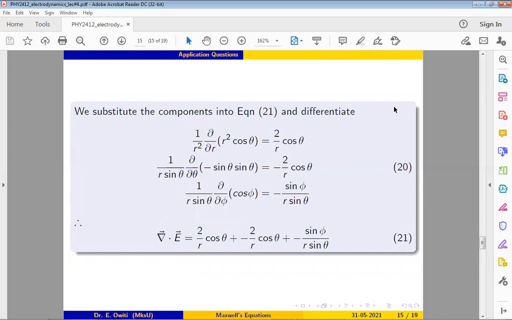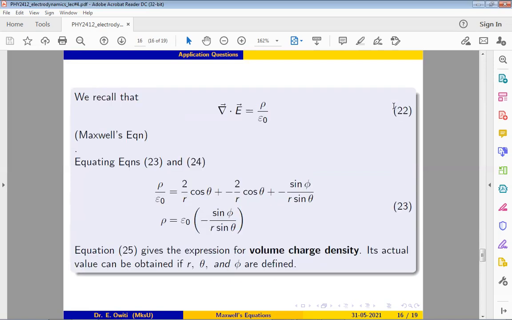They are both divergences of E, and then you now equate them so that you get what you can see there. The first two terms will cancel out and you remain with only the last term. So when you do that calculation, you get the charge density is E naught multiplied by negative sine phi over r sine theta. Then you can make a conclusion that equation 25 gives the expression for volume charge density. Its actual value can be obtained if we know the values of r, theta, and phi.